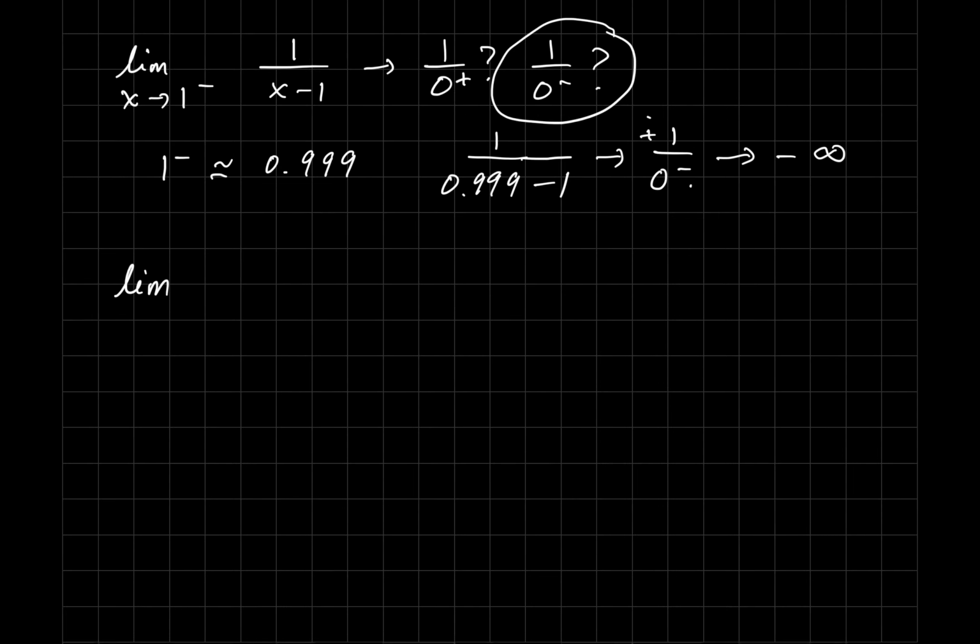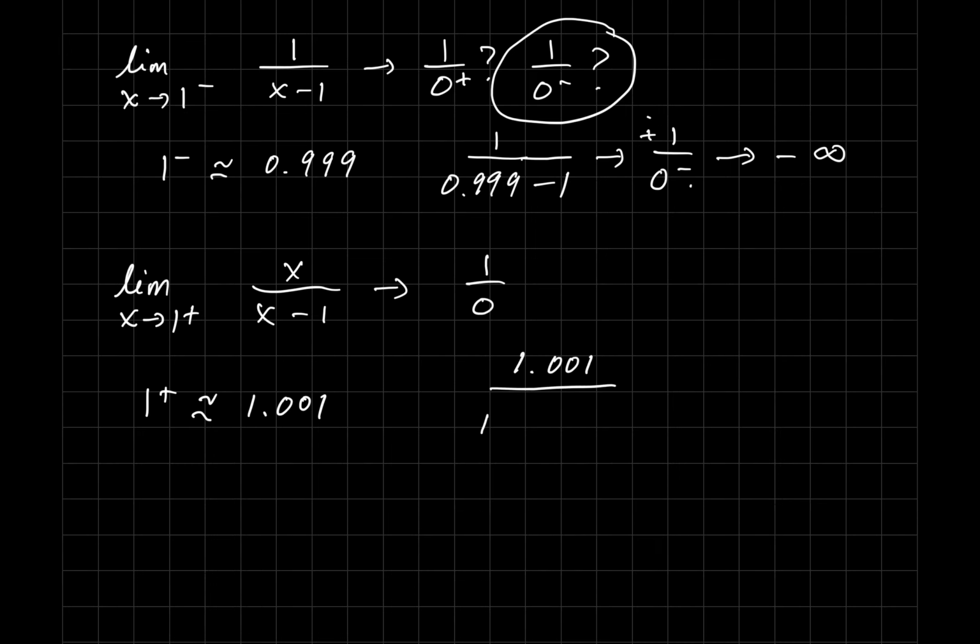How about the limit as x goes to 1 from the positive side of, say, x over x minus 1? A direct plug-in gives us 1 over 0 again. But 1 from the positive side will be a number like 1.001, really with a lot more zeros. So if we plug in x equals 1.001, we get that over 1.001 minus 1.